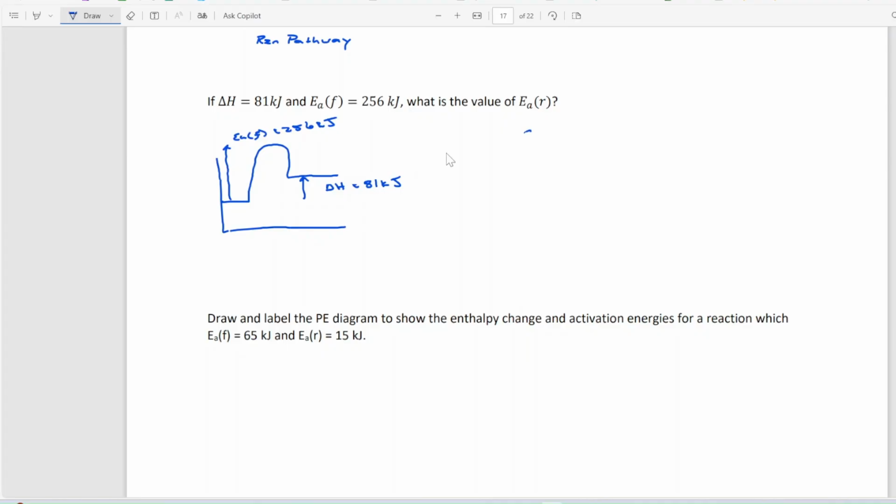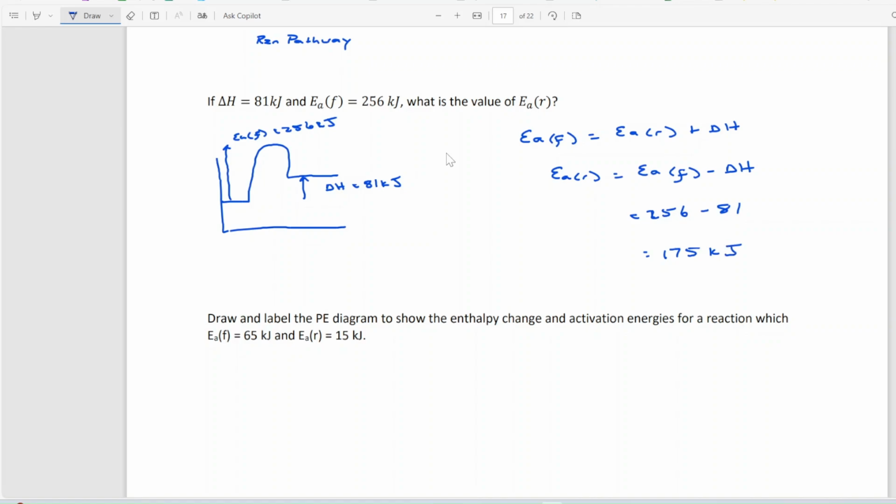So then if I wanted to find my activation energy in reverse, I know that my equation is activation energy forwards is equal to activation energy in reverse plus delta H. So if I wanted to find my activation energy in reverse, it would be my activation energy forwards minus my delta H. And so for this one, it's going to be 256 minus that 81. So since my forward reaction is endothermic, I'm subtracting positive 81, and I end up with 175 kilojoules.